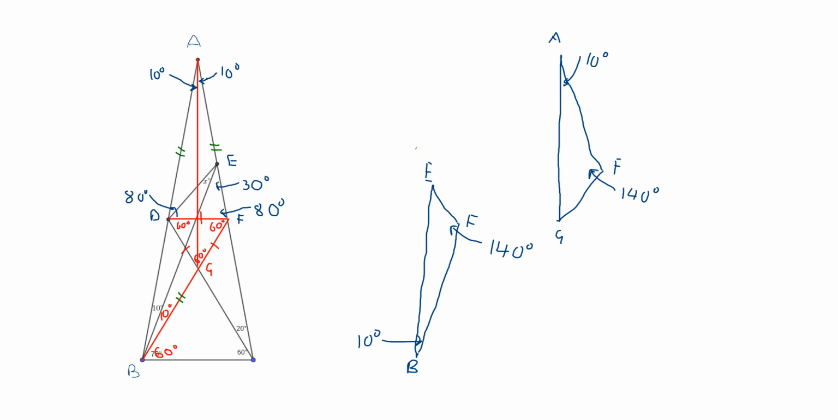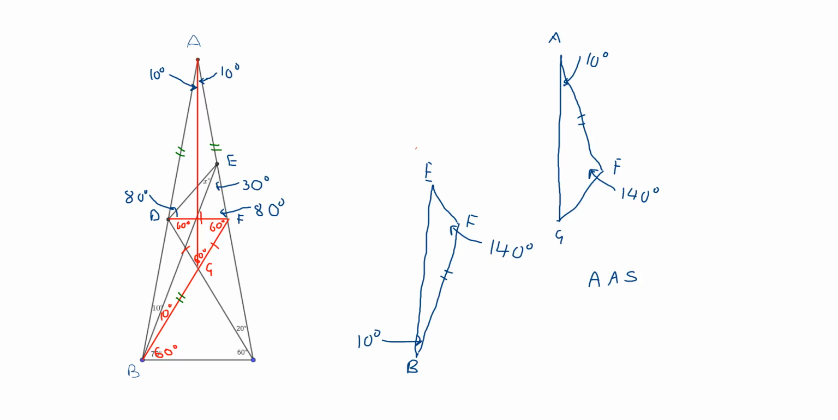But we also know something else. We know that AF is the same as FB. I've marked them with those two little lines there. So we know AF and FB are the same. So now we know our two triangles are congruent. EFB and AFG are congruent by the AAS test.